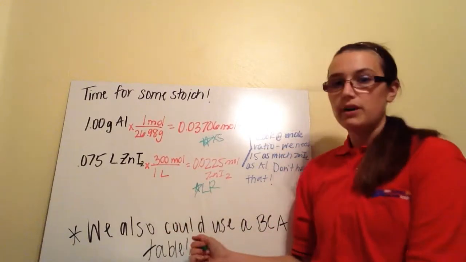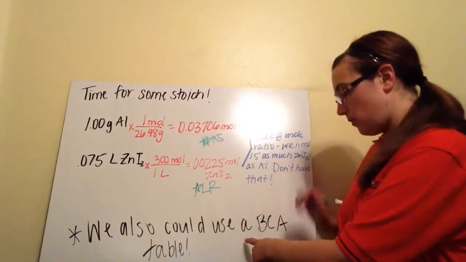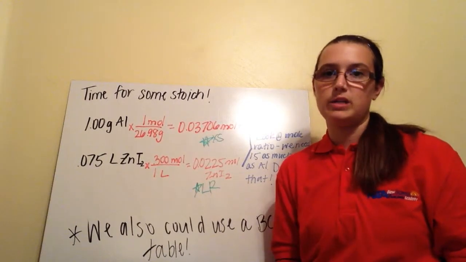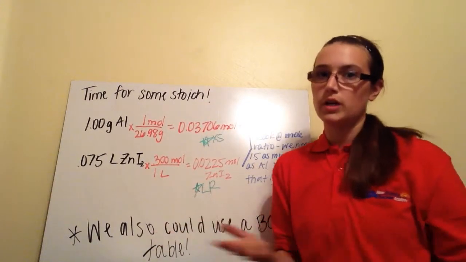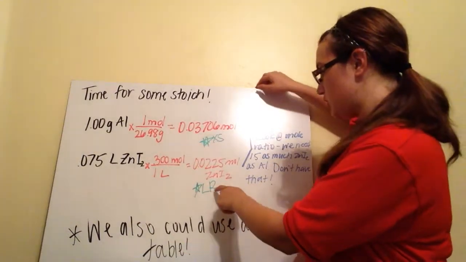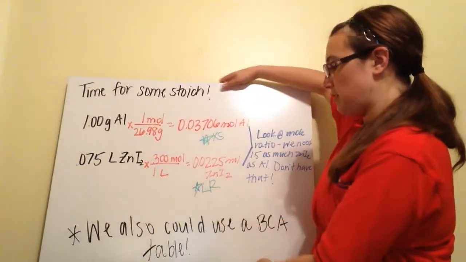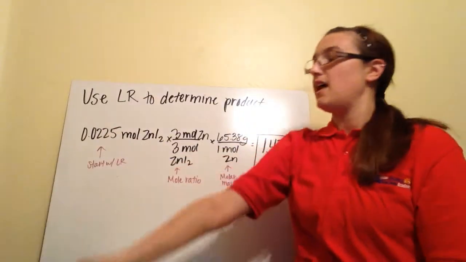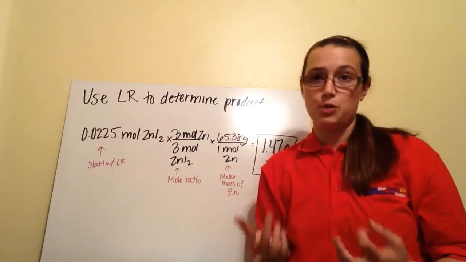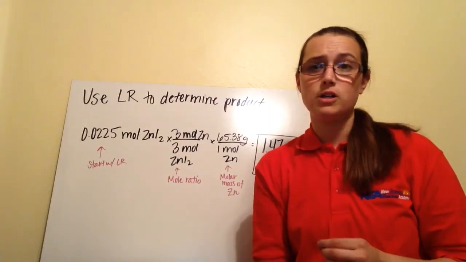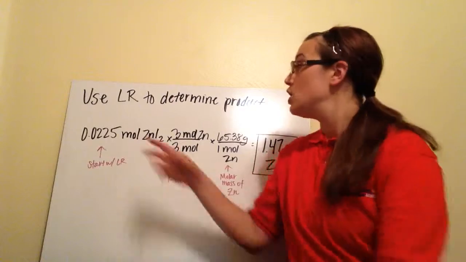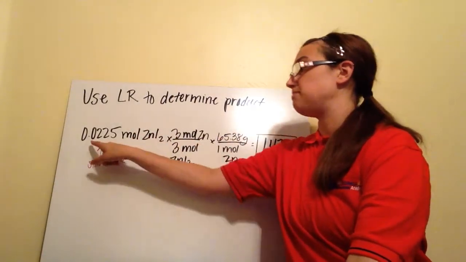Now, we also could have set this up as a BCA table, right? Just like we've been working through some of the other examples, we could have done a BCA table here. I'm just showing you the different ways that we can go through this problem. So we now have determined that our zinc iodide is our limiting reactant, which means that is the amount we have to use to determine how much product is formed. Because this question wants to know how much zinc we can form from this reaction. So now we have to use our limiting reactant.